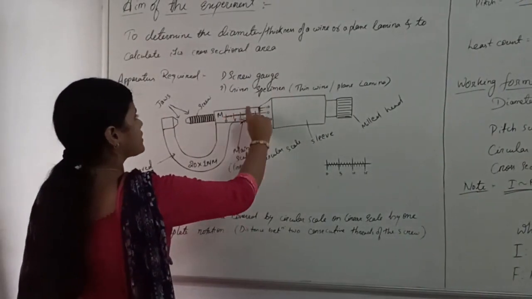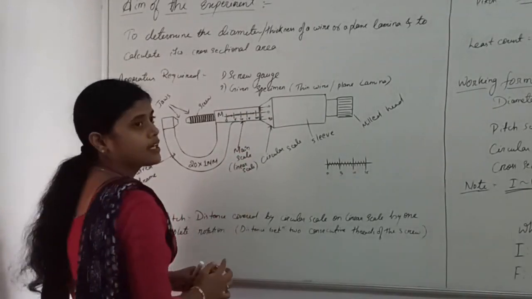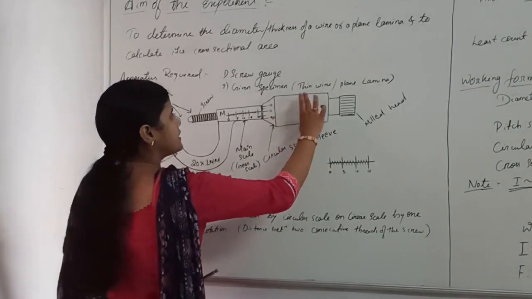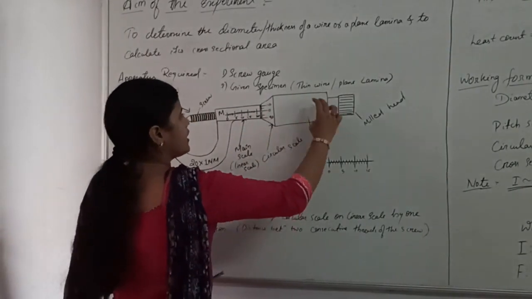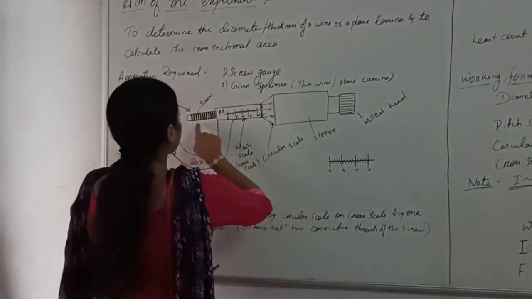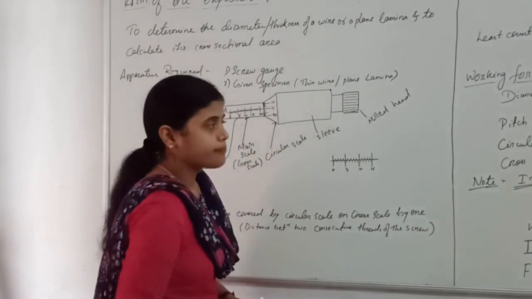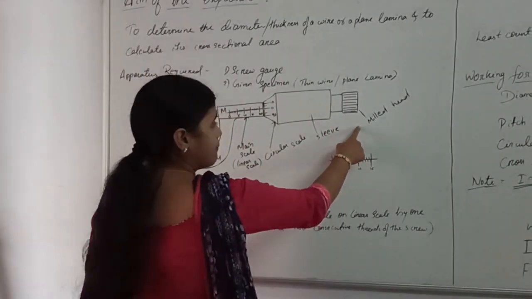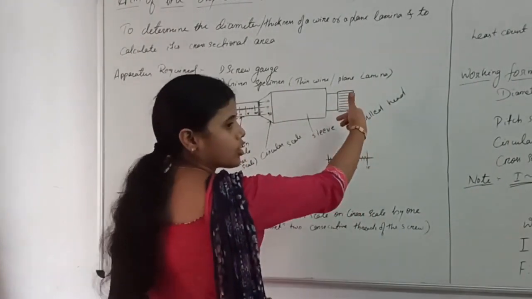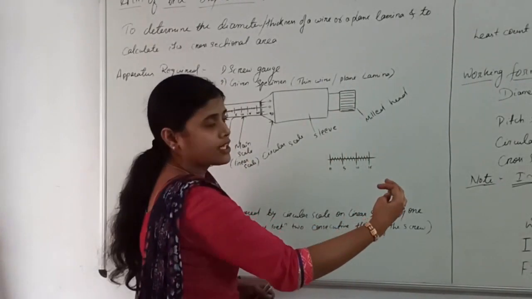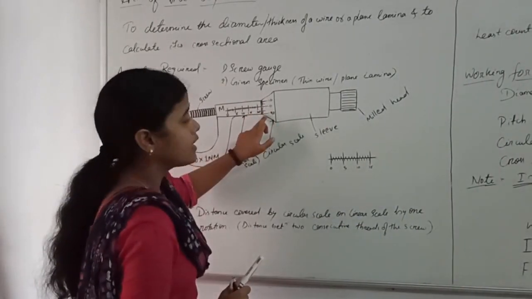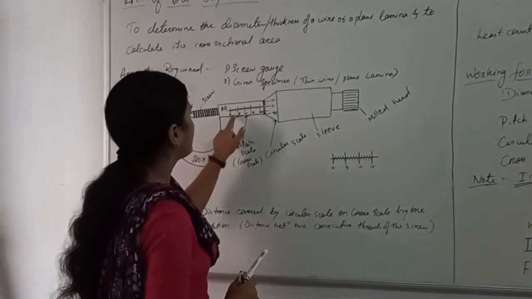This is the main scale, also called the linear scale. It is like our normal scale. And this is the sleeve, and this is the circular scale. The circular scale is attached to the sleeve, and when we move this sleeve, the screw will also move. This is the milled head. By holding this, you have to rotate either in the clockwise or anti-clockwise direction. Some divisions are shown on the circular scale, and some divisions are also on the main scale.